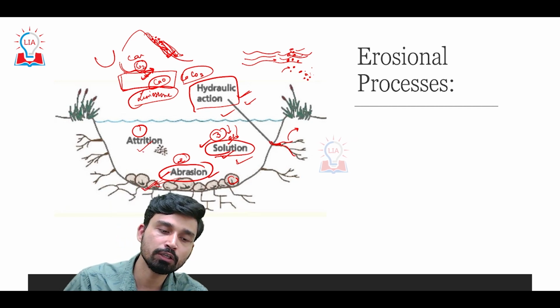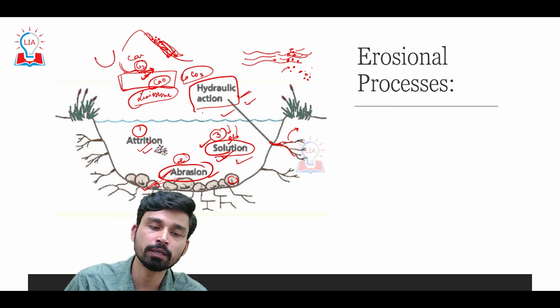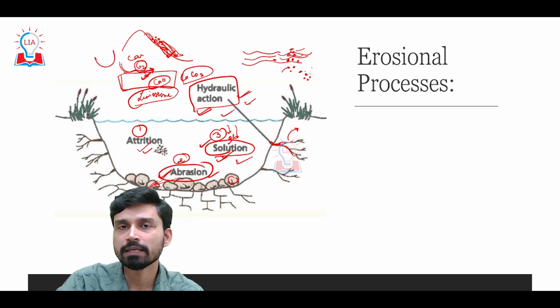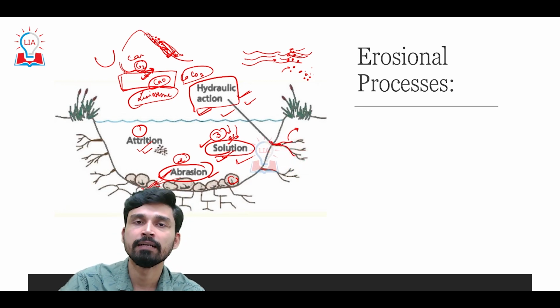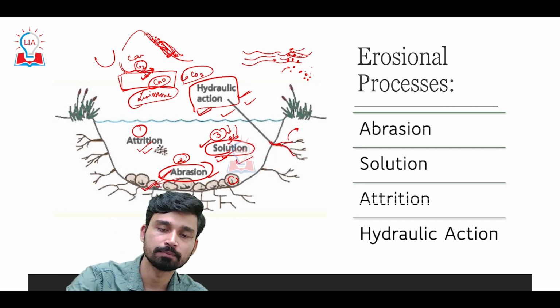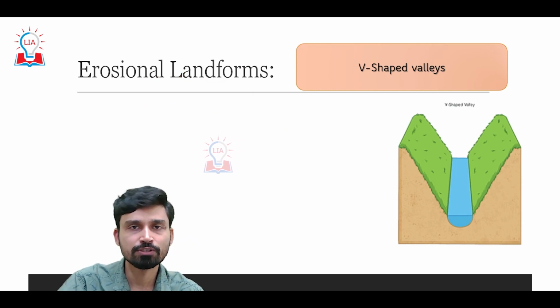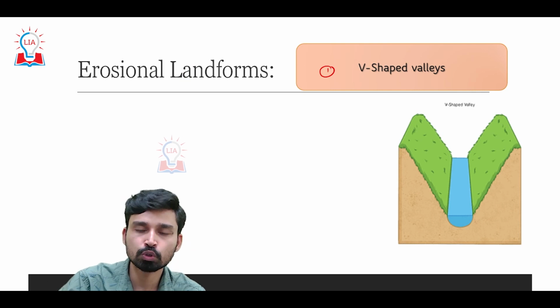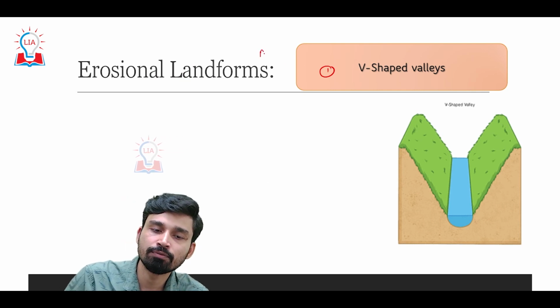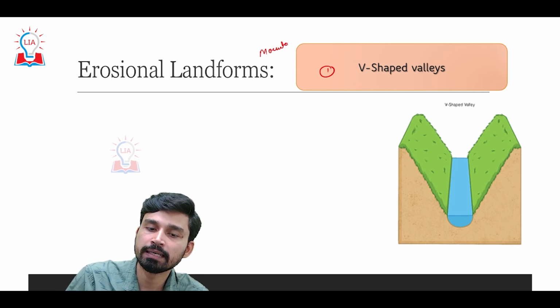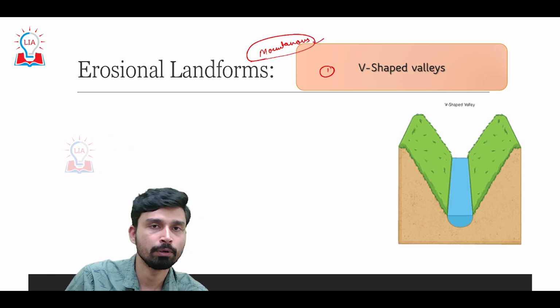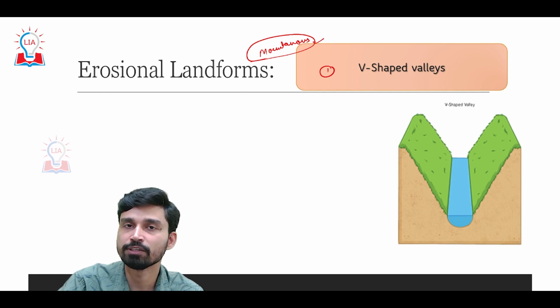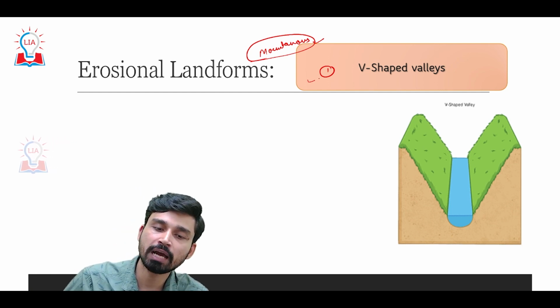So it is via the methods of attrition, abrasion, solution, and hydraulic action that a river is able to cause erosion, and thus in turn lead to the development of erosional landforms. The first erosional landform that we are going to discuss is in the uppermost course of the river. That is when the river is flowing in a mountainous or hilly region, and the velocity of the river is very high, because obviously the gradient in the mountain is very steep, and this river is flowing at such a high velocity.